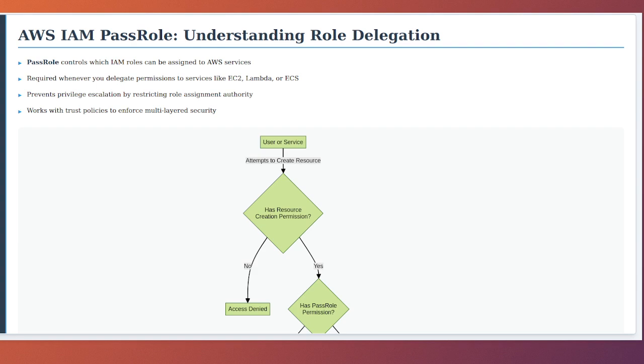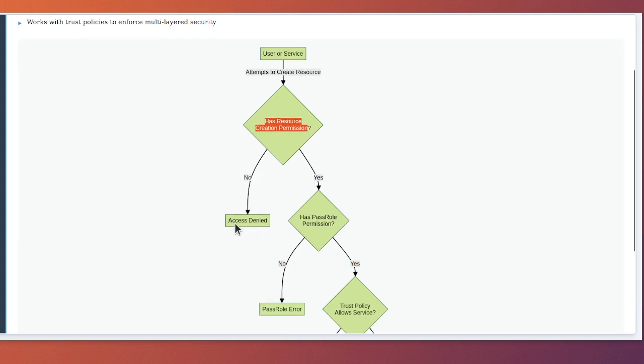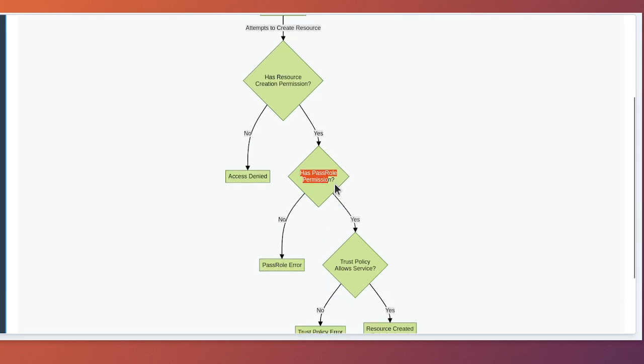Looking at the diagram on the slide, we can see the complete authorization flow. At the top, we have a user or service attempting to create a resource. The first checkpoint asks whether this entity has resource creation permission. If not, the request is immediately denied with an access denied error. If this check passes, we move to the second checkpoint, which asks whether the entity has PassRole permission for the specific role being assigned. Without this permission, we get a PassRole error.